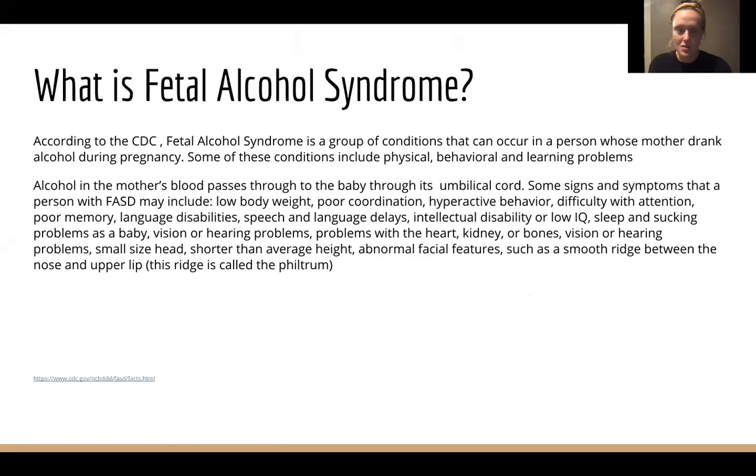Some signs and symptoms that a person with FASD may have include low body weight, poor coordination, hyperactive behavior, difficulty with attention, poor memory, language disabilities, speech and language delays, intellectual disability or low IQ, sleep and sucking problems as a baby, vision or hearing problems, problems with the heart, kidney, or bones, a small size head, shorter than average height, abnormal facial features such as a smooth ridge between the nose and the upper lip. And this ridge is called the philtrum.